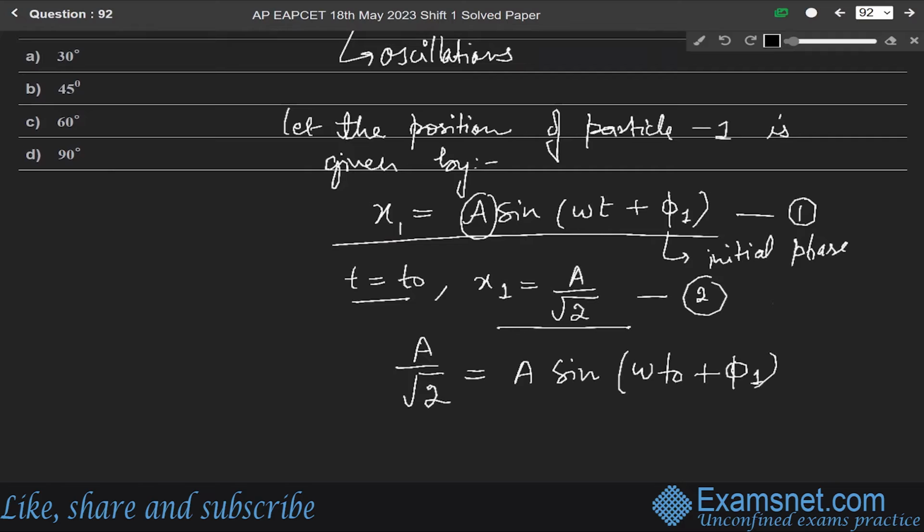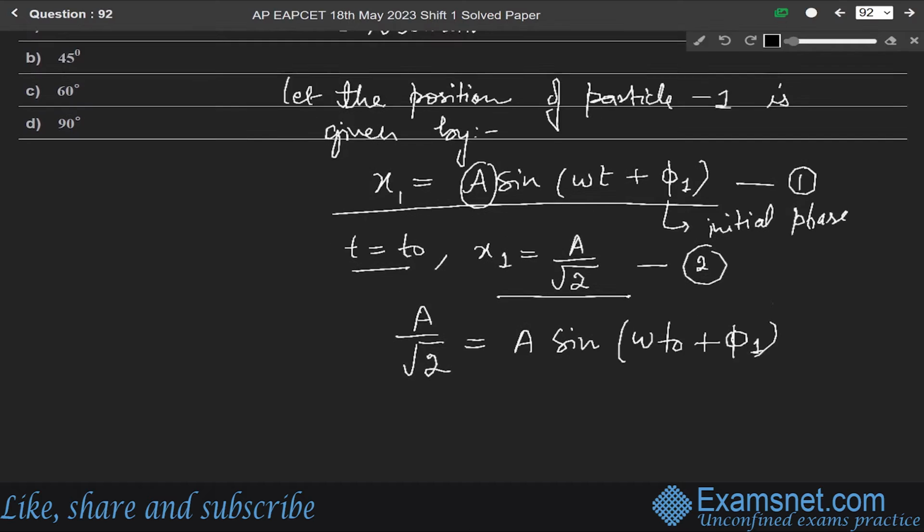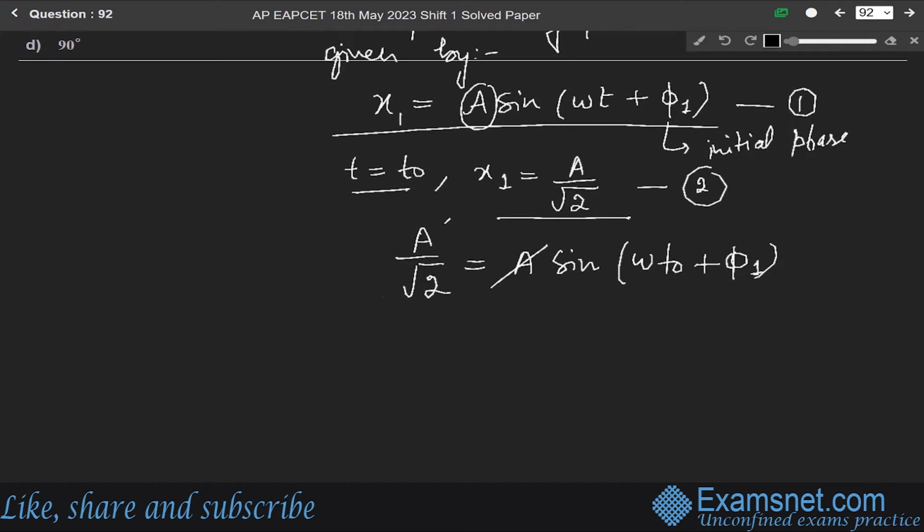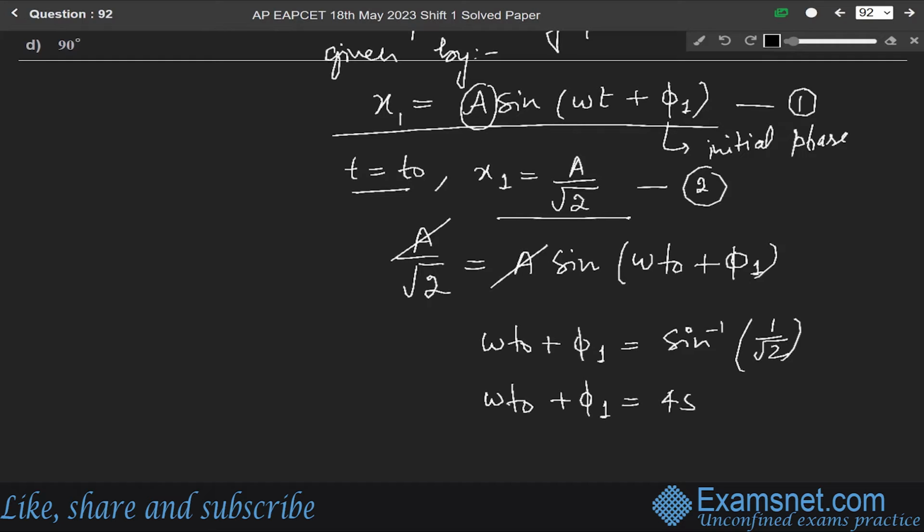So put in this value of a by root 2 at t equals t naught, we get a by root 2 equals a sine of omega t naught plus phi 1. From this, a cancels. So omega t naught plus phi 1 will be equal to sine inverse of 1 by root 2, and 1 by root 2 is what? 45 degree. So omega t naught plus phi 1 equals 45 degree. Let us say this is equation 3.